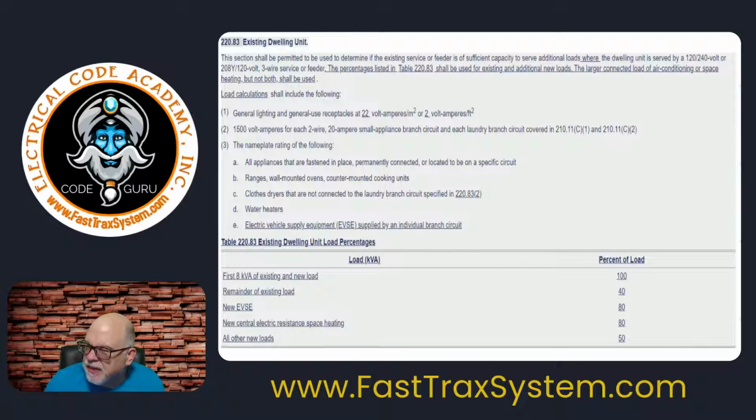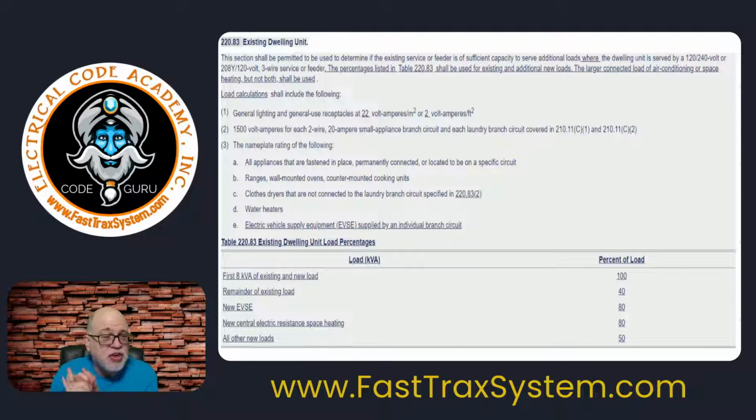Now, how do you apply this? Look at the bottom here. Here's where it's different. First 8 kVA of existing and new loads, 100%. So the same thing, first 8, 100%. So it's going to be 8 kVA to start off, right? The remaining of the existing loads at 40%.